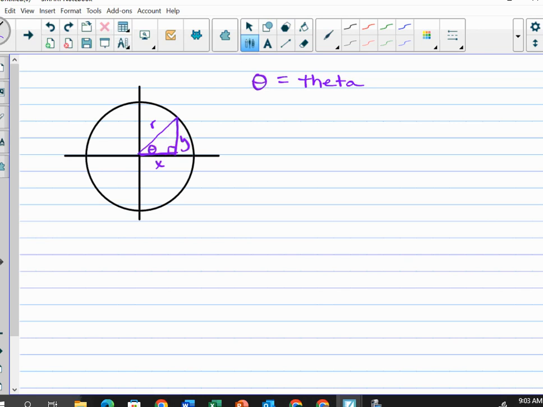Does it make sense to you the way I labeled the sides X and Y? X being the horizontal piece, Y being the vertical piece. What do you think R stands for? It's the radius. That's the hypotenuse of my triangle, but isn't it also the radius of my circle? Yes.